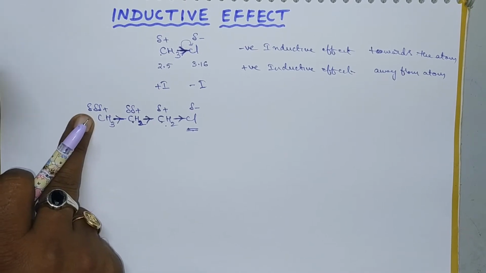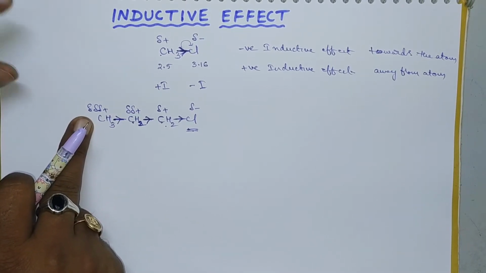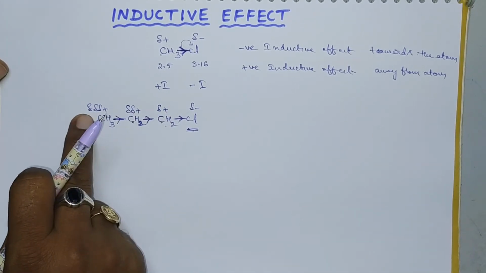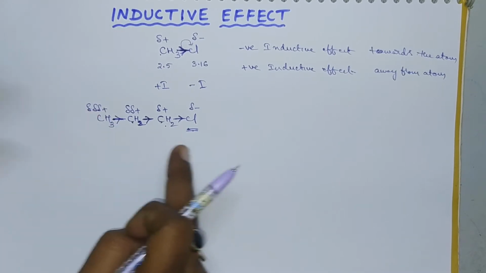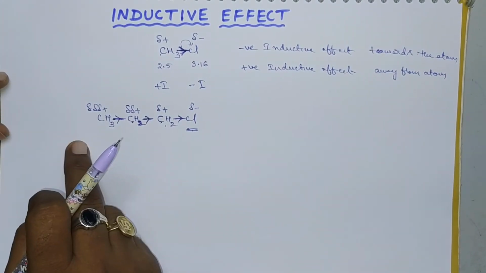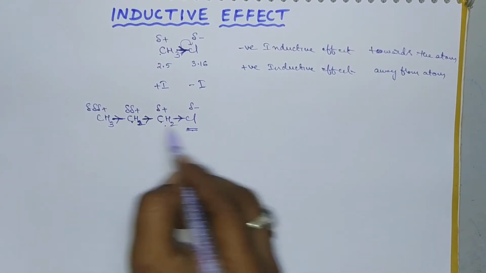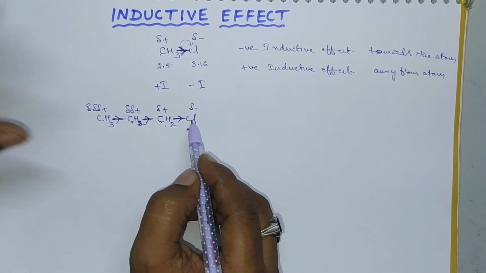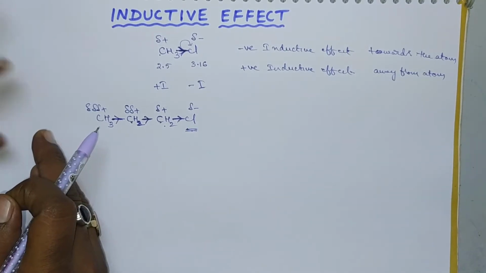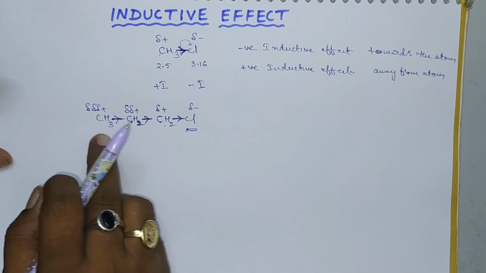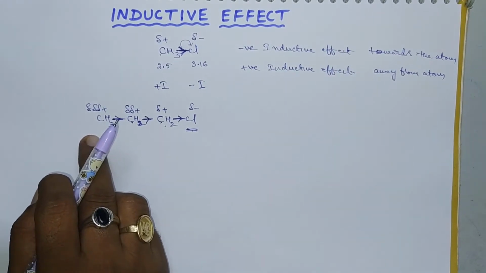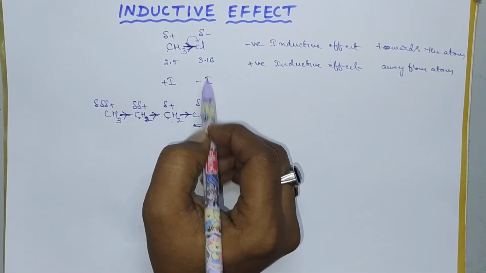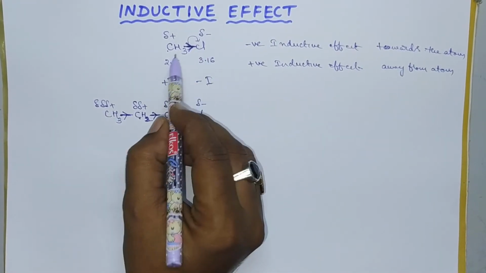Here the increase in delta values indicates there is a decrease in inductive effect. Plus delta, plus double delta, plus triple delta. The increase in delta values indicates there is a decrease in inductive effect value. So in this way the displacement of sigma bonded electrons towards the highly electronegative element is called inductive effect, and it will continue along the length of the carbon chain and it will be terminated at the 4th carbon.